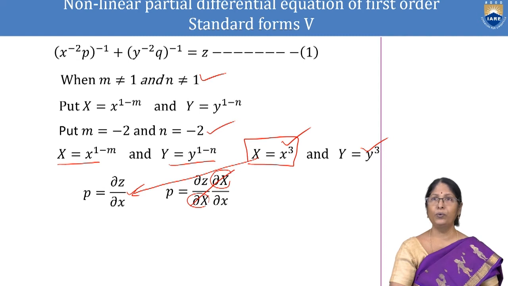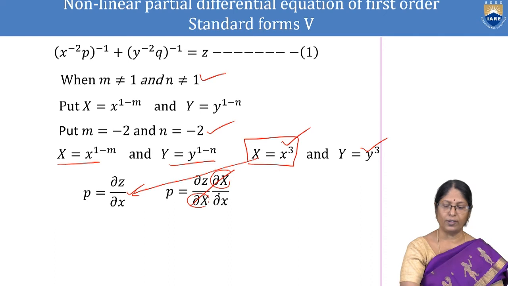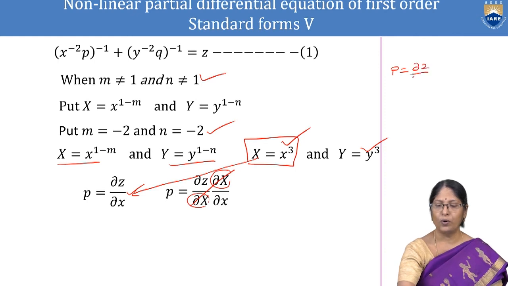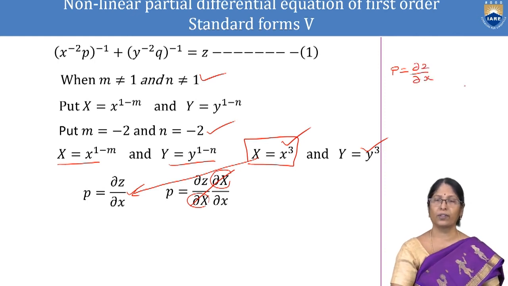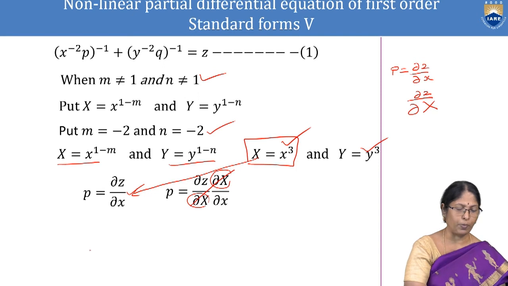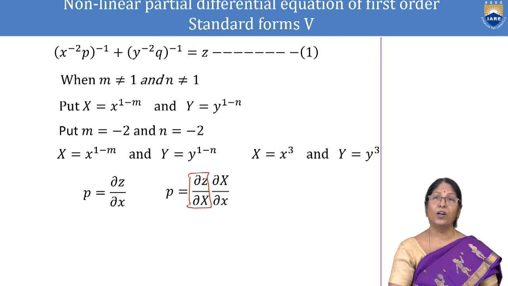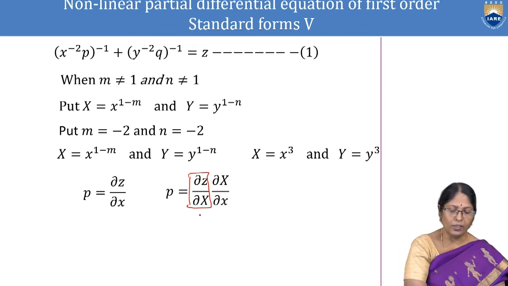Now we will do the differentiation. The notations are very important. Small p, the notation is dou z by dou x. Now we got dou z by dou capital X in this particular place, and this notation we will call capital P.